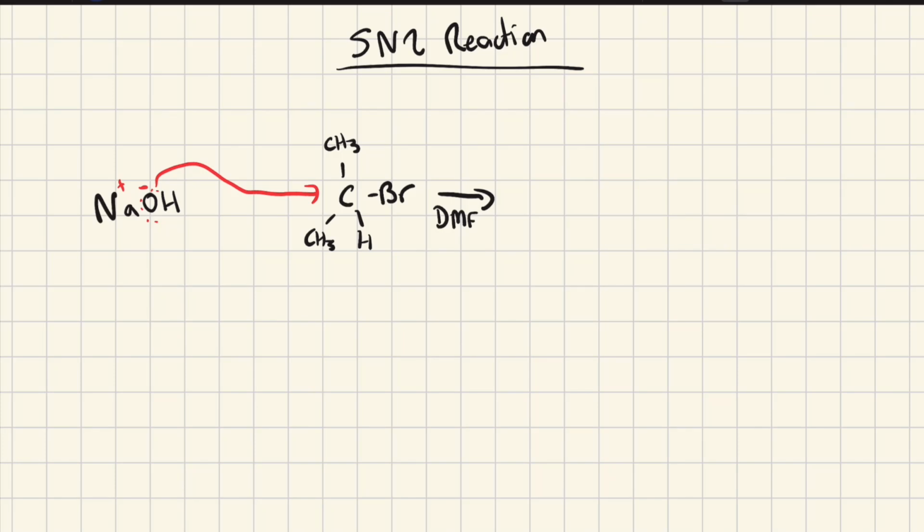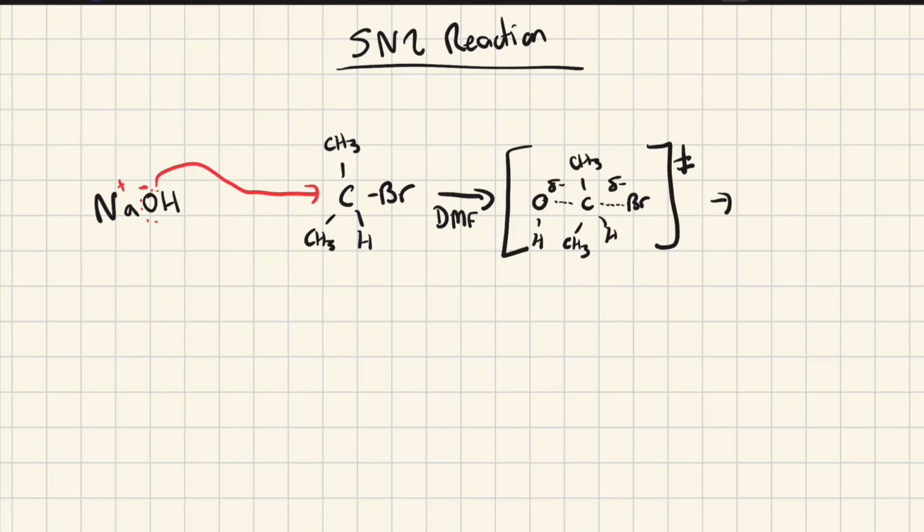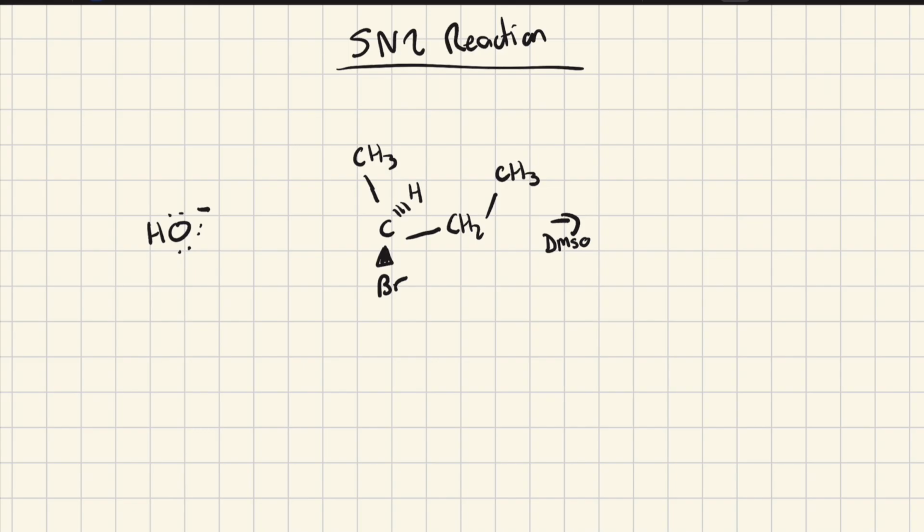So if we draw our transition state, once again, we're going to have our hydroxide with a partial bond with our two methyl groups attached. Another partial bond with our bromine. And these are both partial negatives, once again, with our final product being the OH group attached to our alkyl group. Also, we're going to have our bromine anion. Let's look at an example where we do have a chiral carbon.